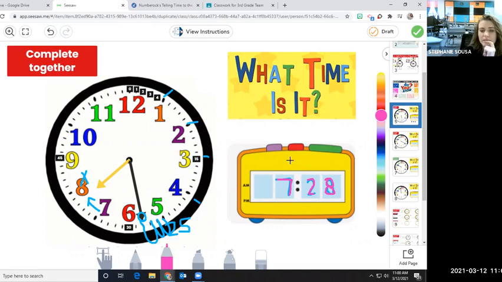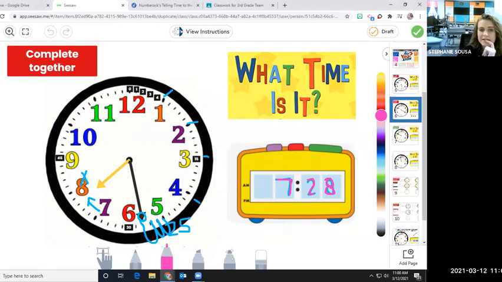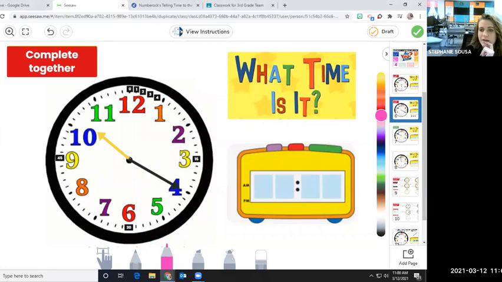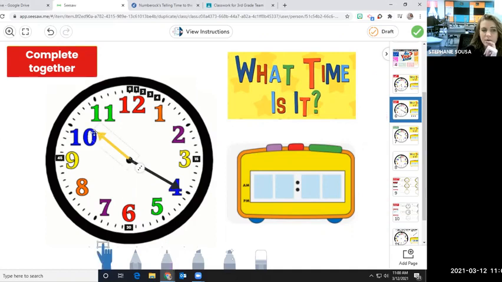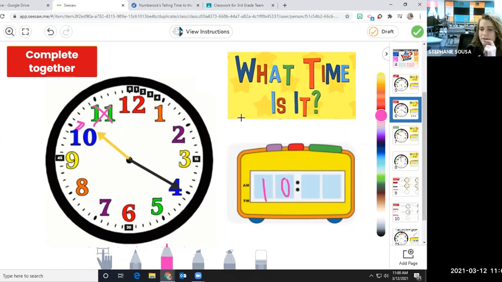All right. Let's take a look at slide 6. This is our last slide that we're going to do together. Slide 6 says, what time is it? We have an analog clock. If I look at my hour hand, I can see that it is past the 10. It is not yet touching the 11. So it is in the 10 hour. Questions on that?